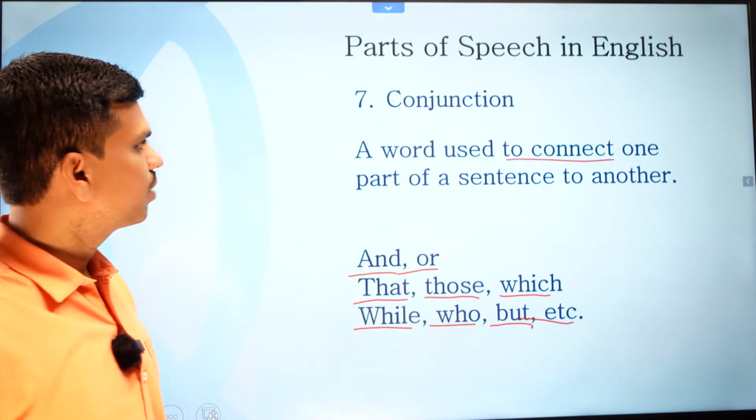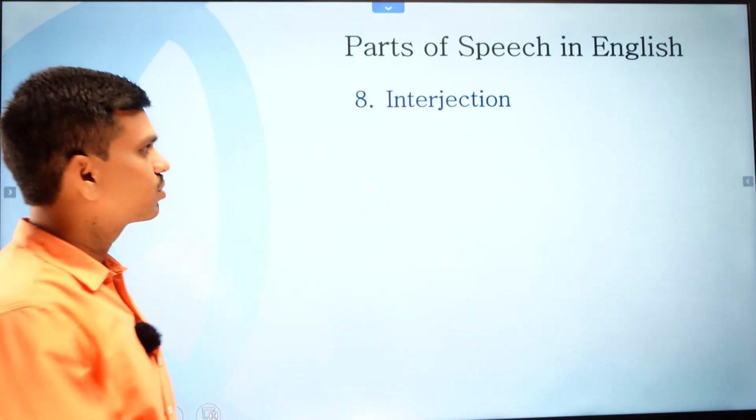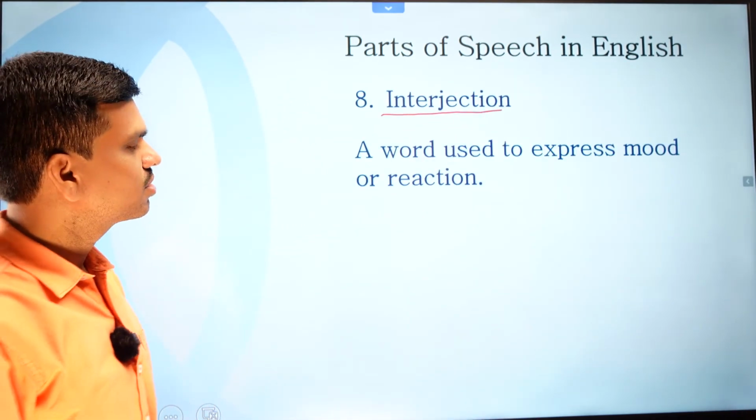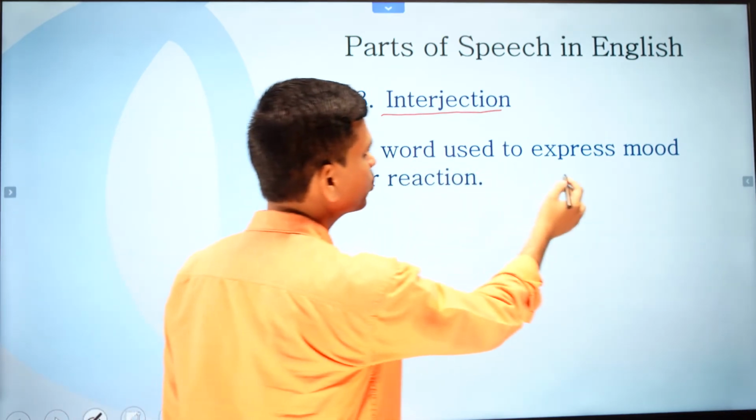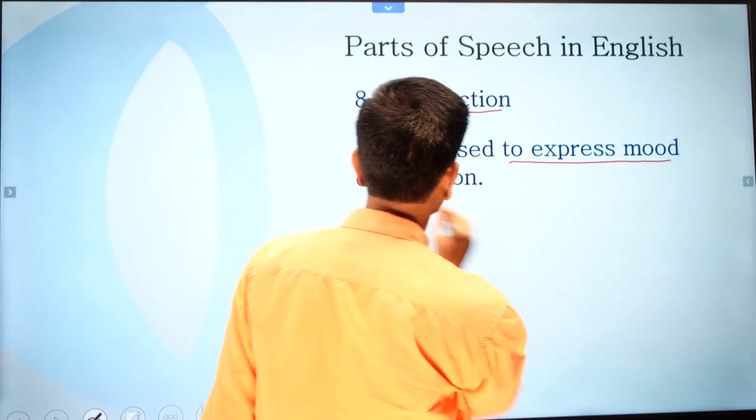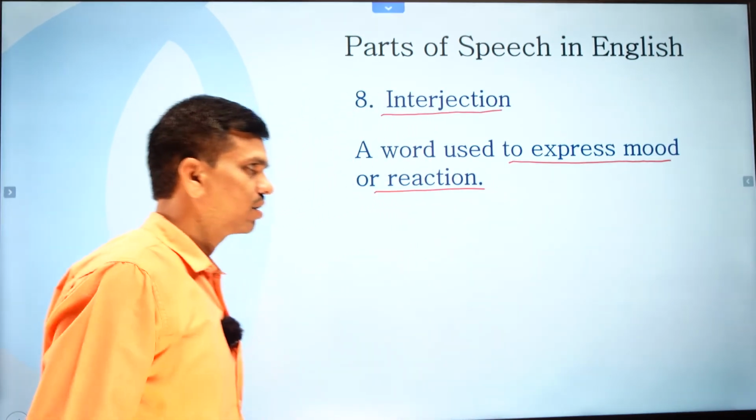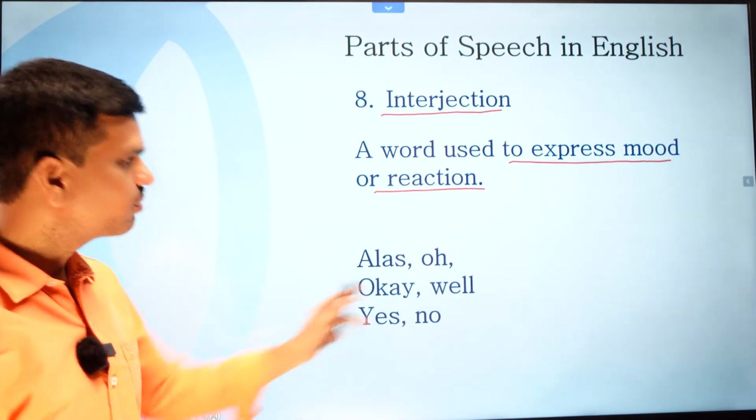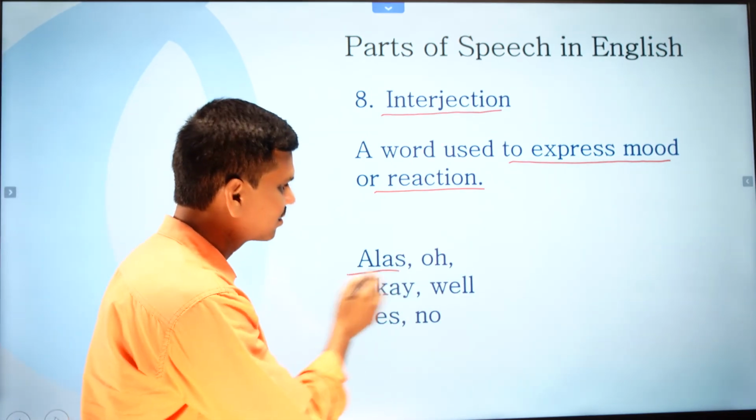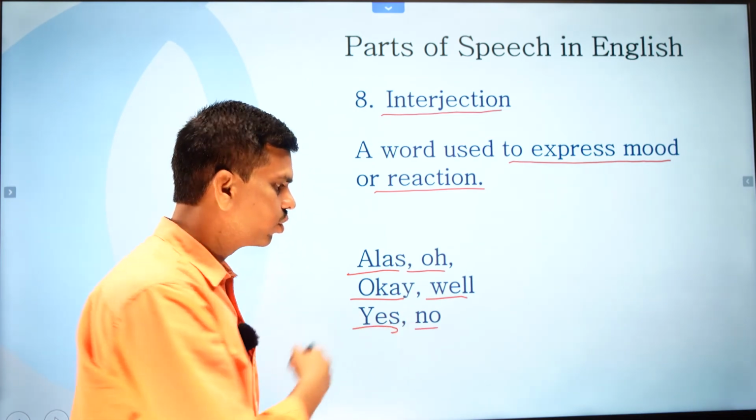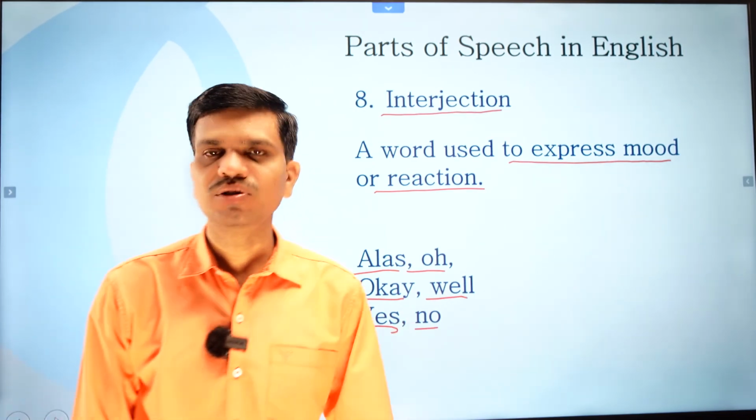Okay, so and the last, here we have parts of speech in English, that is interjection. Now what is interjection? Interjection is nothing but a word used to express mood or reaction. What does it express? It expresses mood or reaction. And what are the reaction words in English? Here are some famous reaction words like alas, oh, okay, well, yes, no. All these are the expressions.